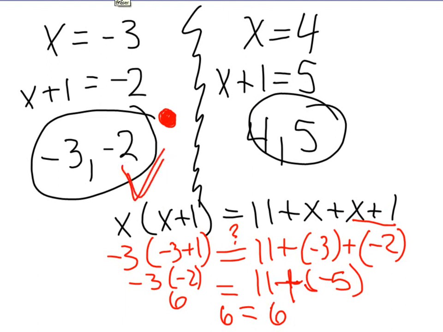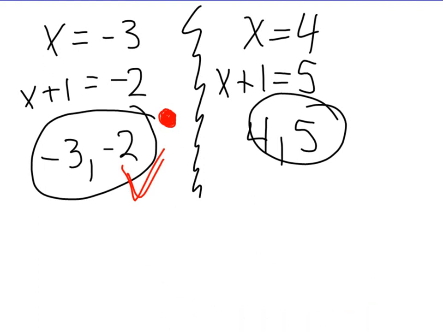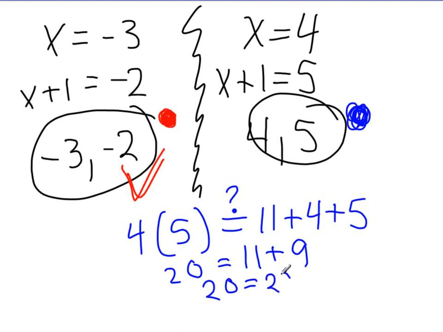Now, we're going to do the same thing to check the other guy. I just erased my original equation, but that's okay. We could do it again. So let's see. We'll call this guy blue. So we have our x times our x plus 1, and we want to test if it is equal to 11 more than the sum of these two integers. So let's see. 4 times 5 is 20. 11 plus 4 plus 5 is 9. 11 plus 9 is 20. And if 20 equals 20, we are happy, which in fact it does. So these are our two possible solutions.